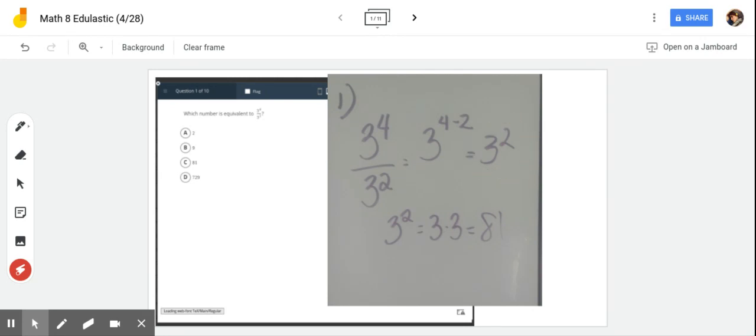In this problem, though, we don't have the answer written in exponential form, so we have to go a step further. Remember, 3 to the 2nd power simply means write the base down the number of times you see in the exponent. That's the number of times you multiply the base. So I've got 3 times 3, and that gives me, where in the world did I get 81? Wow, that gives me 9, guys. Let me fix that.